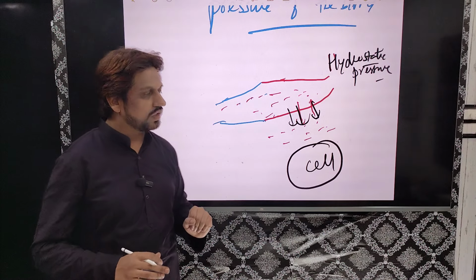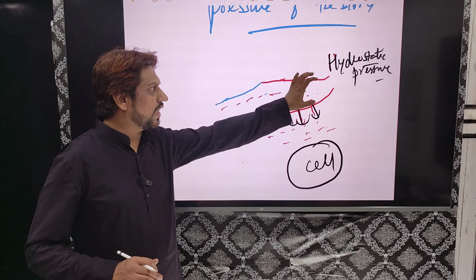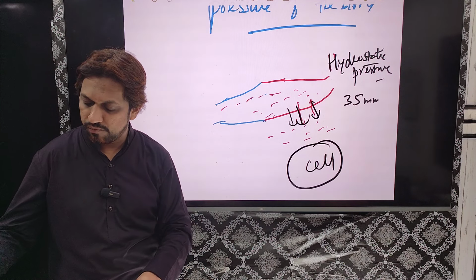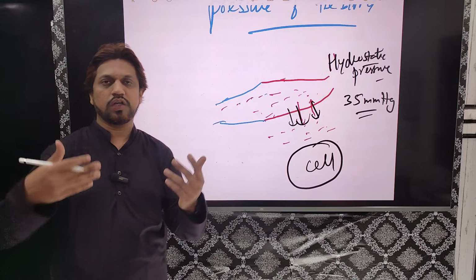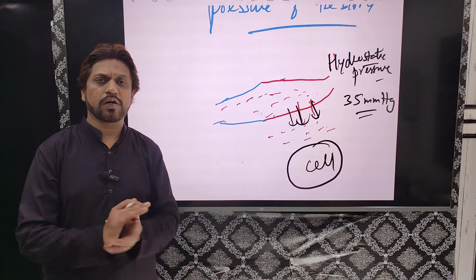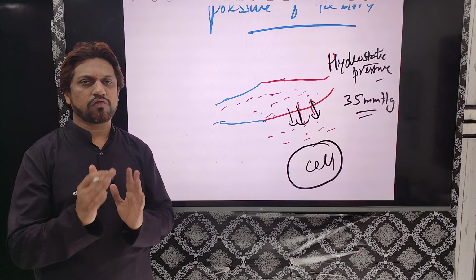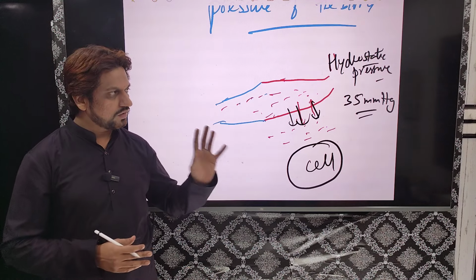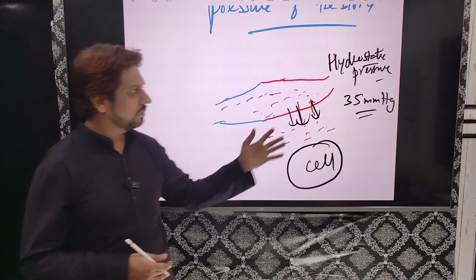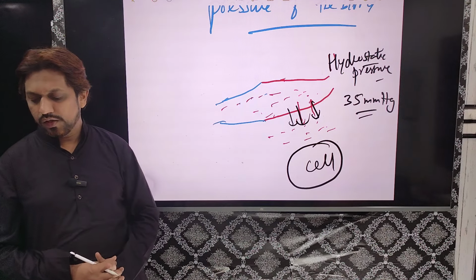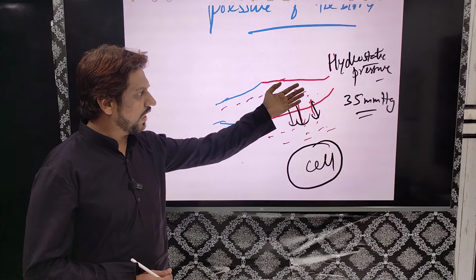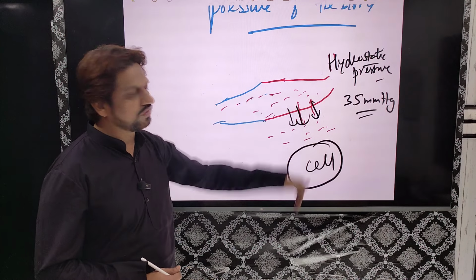Now this hydrostatic pressure, that is the blood pressure at the arterial end of the capillaries, is roughly around 35 millimeter of mercury. You know the normal systolic blood pressure is around 120 millimeter of mercury and diastolic is around 80 millimeter of mercury. That normal blood pressure is what we record as the arterial blood pressure. The same blood pressure, when we record at the level of the capillaries, will be around 35 millimeter of mercury, right? So this 35 millimeter of mercury is the hydrostatic pressure, which will help in transport of the fluid in this direction.